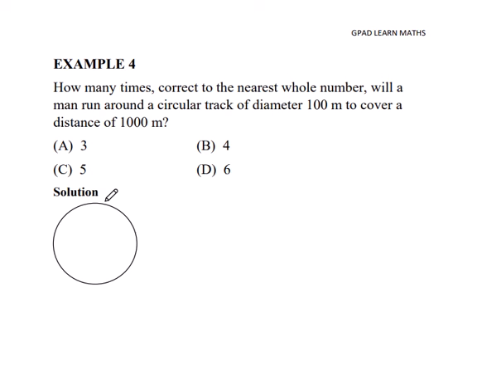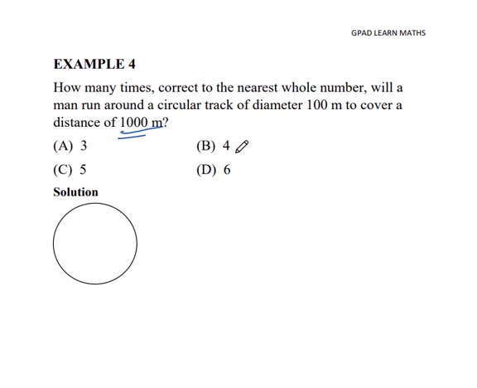After I've done that, I take this 1,000 meters, since this is the distance he has covered, and divide it by the distance around this circular track. If I'm able to do that, I will get the number of times he would have gone around this circular track.